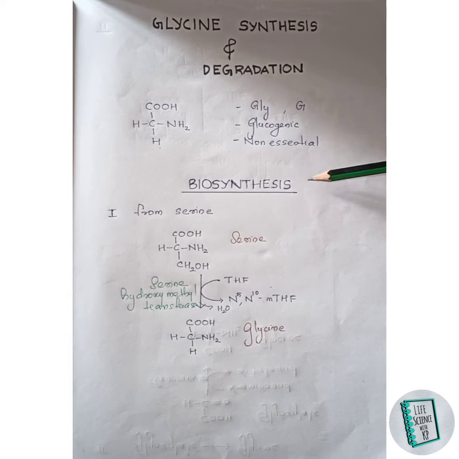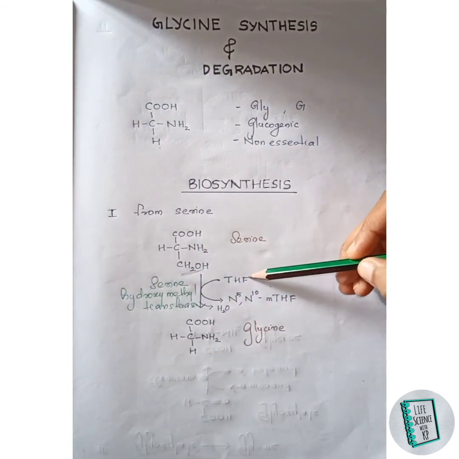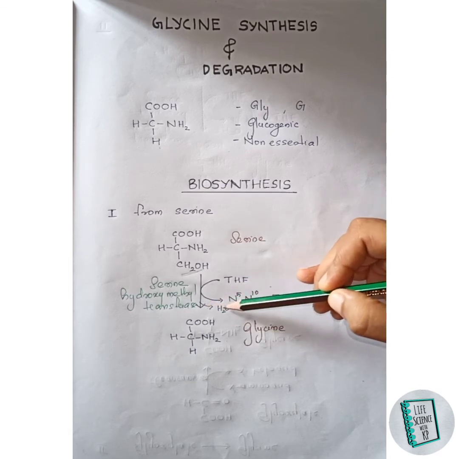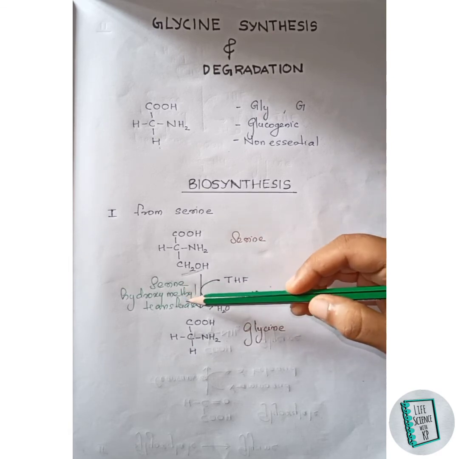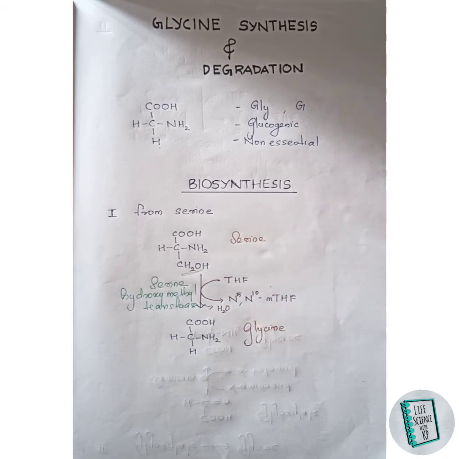Now let us move on to the biosynthesis of glycine. Glycine biosynthesis can occur in three ways. First of all, we'll look at the first one, that is from serine. This pathway is similar to the degradation of serine. I have explained this pathway in detail in that video, so you can check it out. Here serine will convert to glycine by giving this methylene group to tetrahydrofolate, and also by release of water, in the presence of serine hydroxymethyl transferase. Thus serine gets converted to glycine. This is the first pathway.